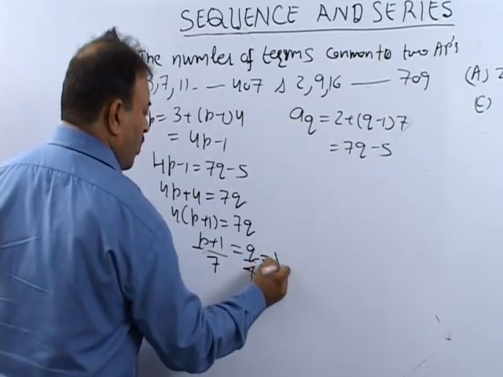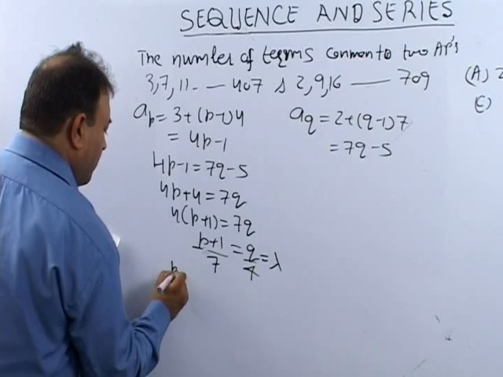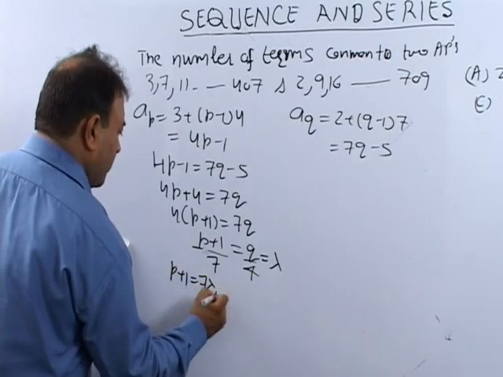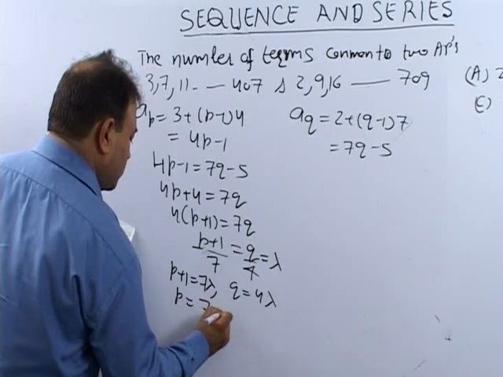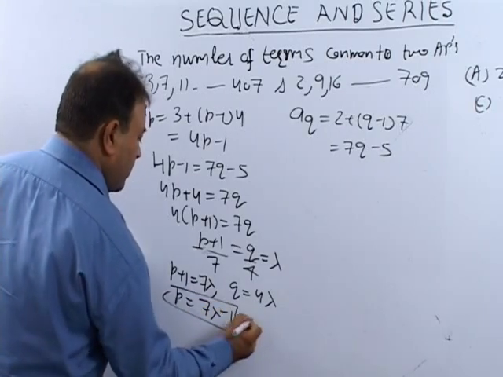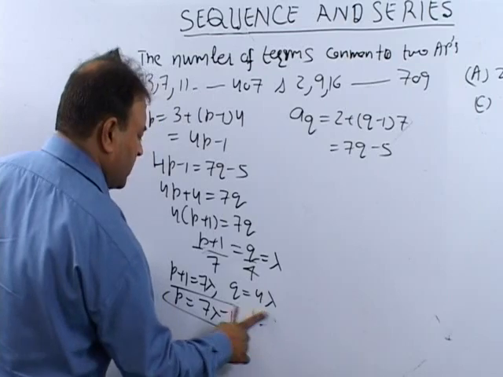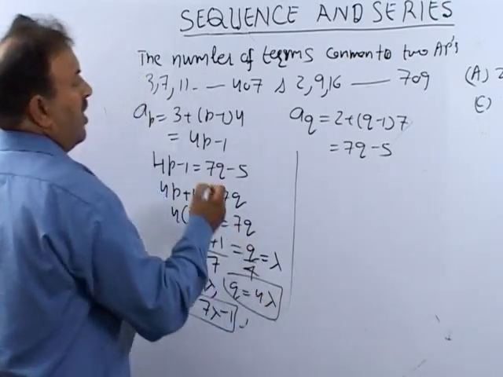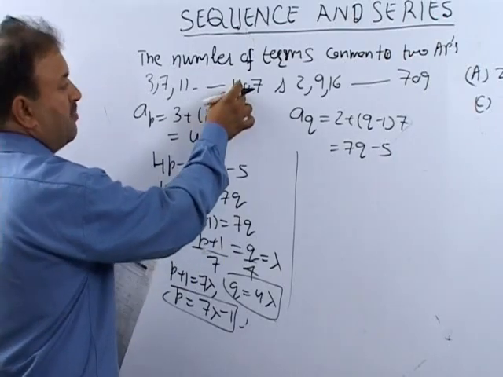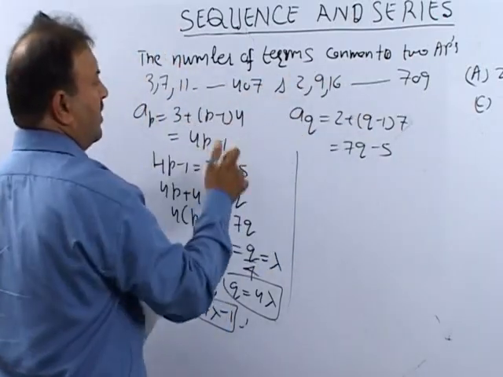Now again I take it lambda. यहाँ पे क्या आएगा, p plus 1 is equal to 7 lambda, q is equal to 4 lambda, p is equal to what, 7 lambda minus 1. यहाँ पे q is equal to क्या आ चुका है, it is q is 4 lambda. Now I find out the number of terms इसमें और इसमें, दोनों में number of terms अलग अलग निकाल रहा हूँ.